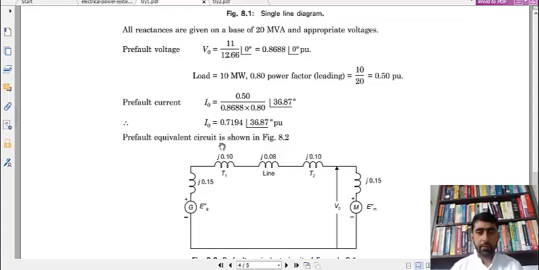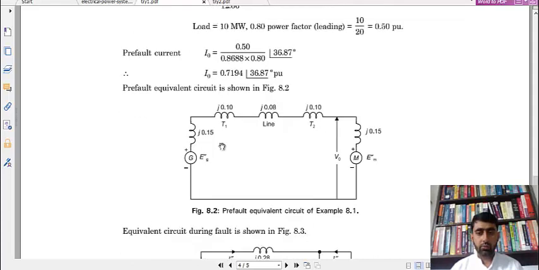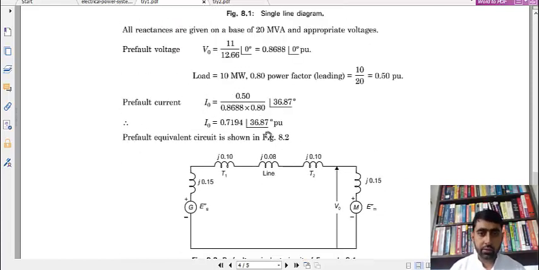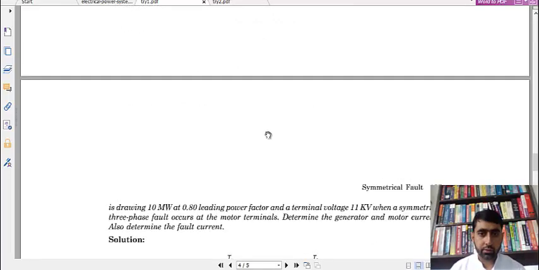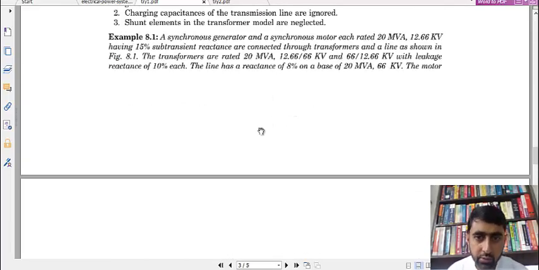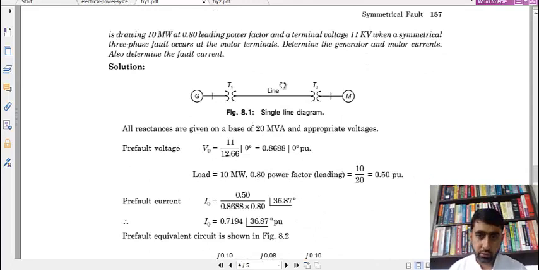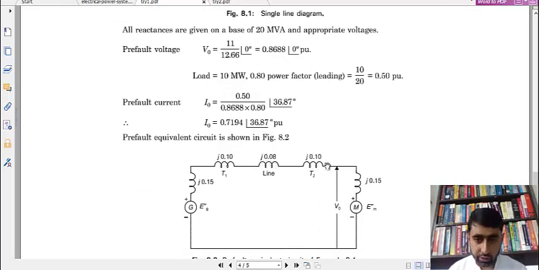Now these are the different reactances: the reactance of the transformer, and the reactance of the line. Usually the reactance of the line is not given, but here it is also given in per unit percentage. You can convert it into per unit. It comes out to be 0.08.